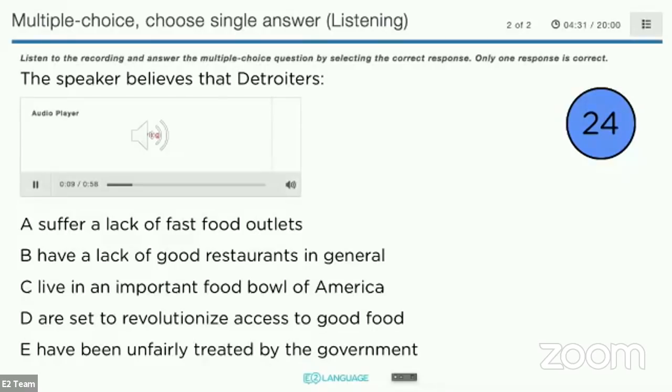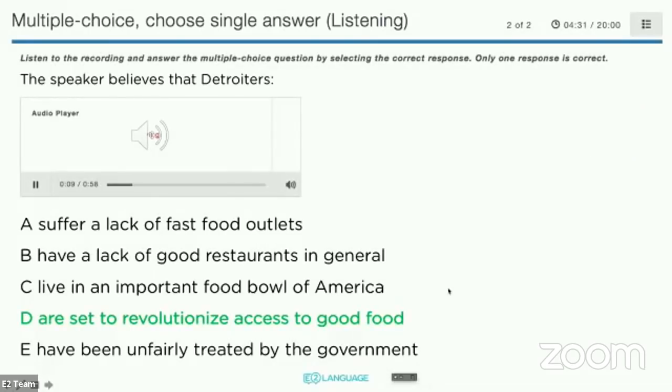In fact, that's probably enough time to select the right answer because the answer options are quite short. The answer to this one is D. The speaker believes that Detroiters are set to revolutionize access to good food. That is what this talk was about.